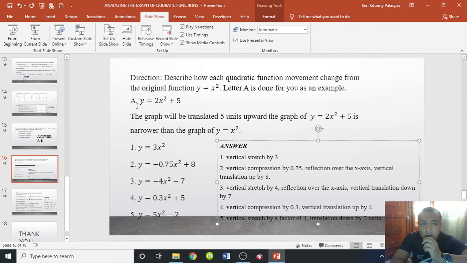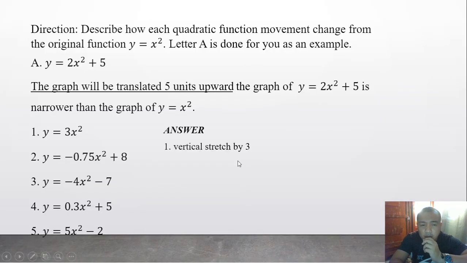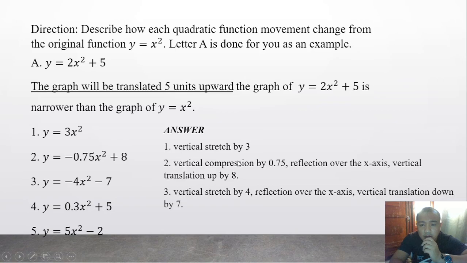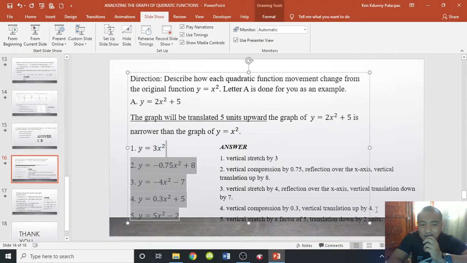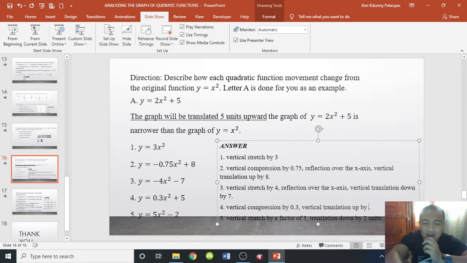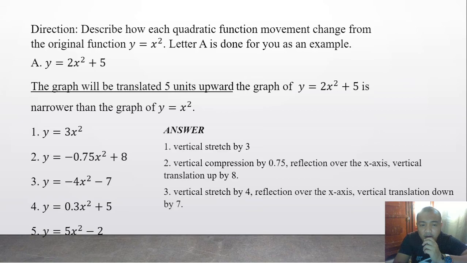And how about number 4? So let's continue. In number 3, translation down by 7. Number 4, vertical compression by 0.3. Vertical translation up by 4. Again, this should have been 5. Sorry for the typographical error. In number 4, vertical compression by 0.3. Vertical translation up by 5.